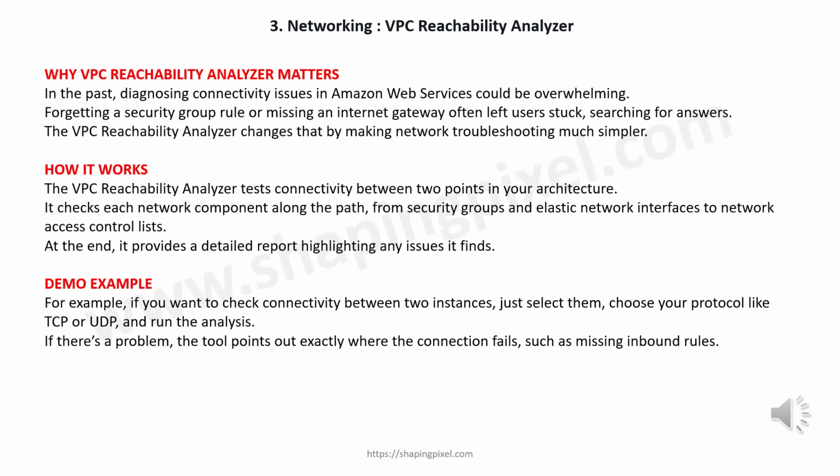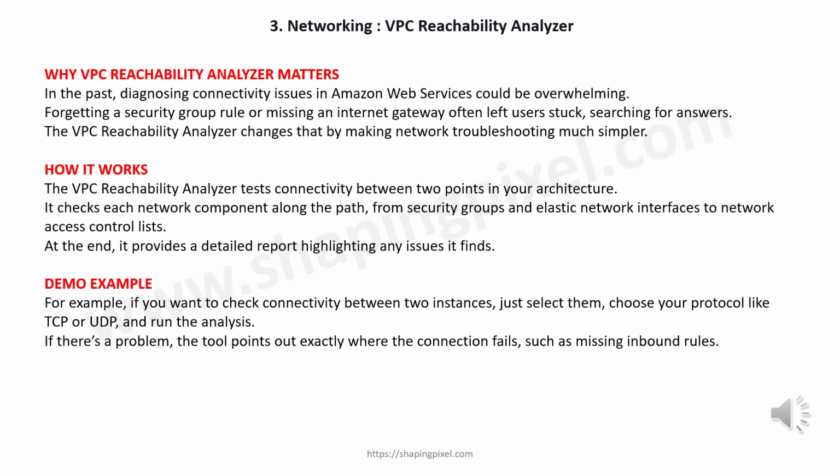Let's spotlight a powerful tool in your Amazon Web Services toolbox, the VPC Reachability Analyzer. Whether you are new to cloud computing or an experienced user, this feature can save you time and frustration. In the past, diagnosing connectivity issues in Amazon Web Services could be overwhelming. Forgetting a security group rule or missing an internet gateway often left users stuck searching for answers. The VPC Reachability Analyzer changes that by making network troubleshooting much simpler.